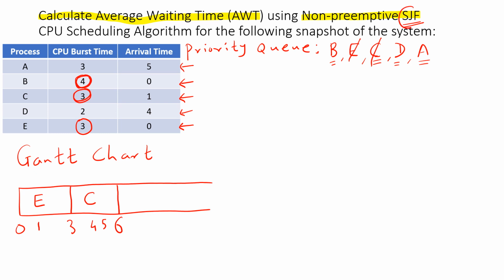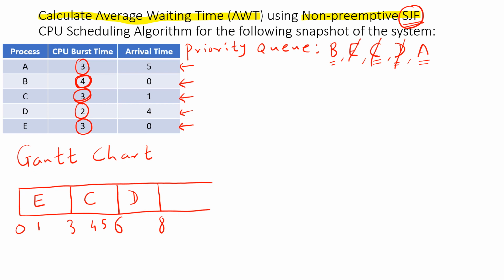So we simply check what algorithm we are using, SJF. What is the burst time for B? 4. What is the burst time for D? 2. What is the burst time for A? 3. So the shortest burst time is of D. D will be removed from the queue and given the CPU. D will use it from 6 to 8, that is 2 time units.